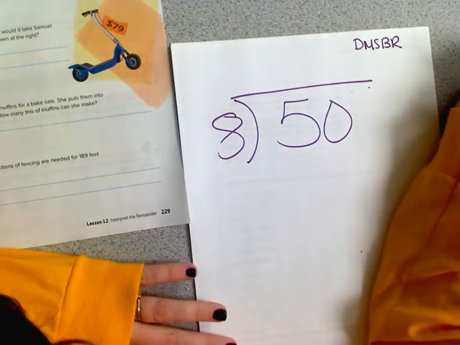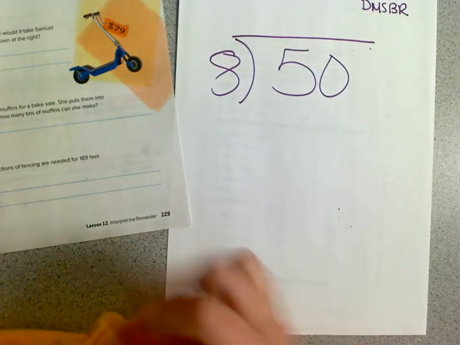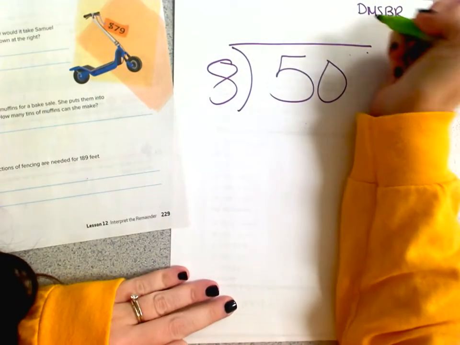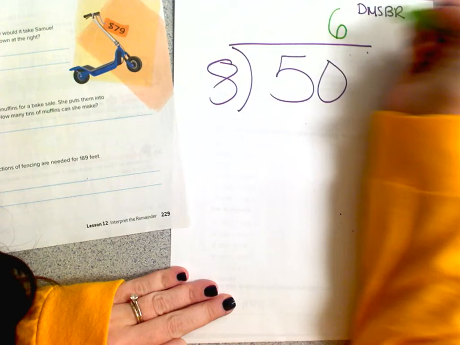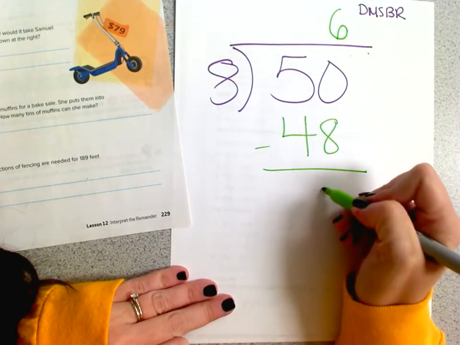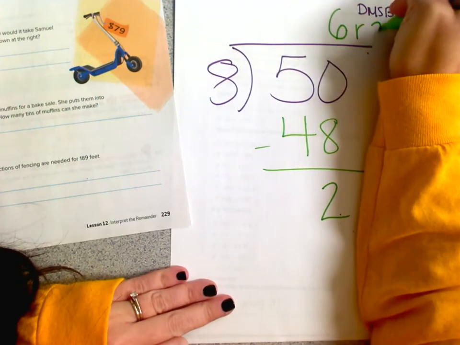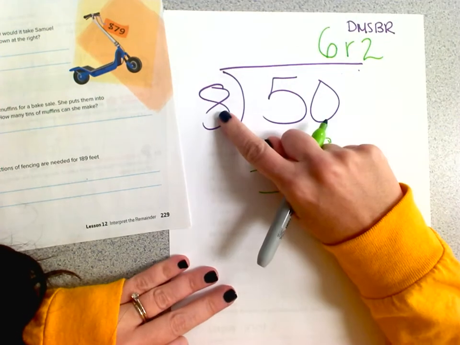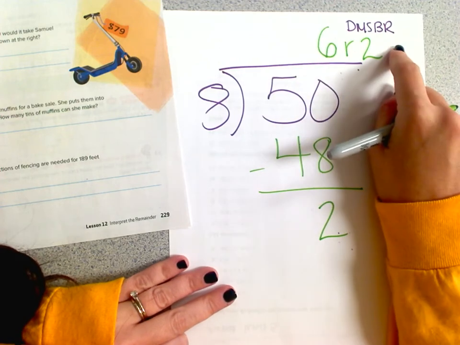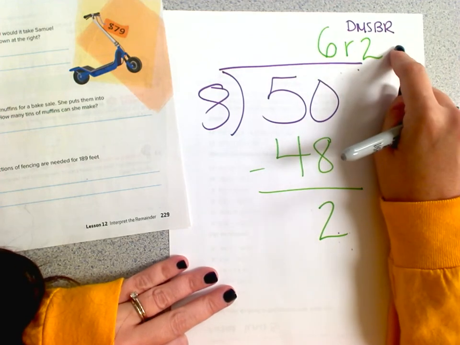Divide, multiply, subtract, bring down, repeat. 8, can 8 go into 5? No. Can 8 go into 50? Yes. How many times? 6. You know your basic facts, right? 8 times 6 is 48. Okay, so this means we have enough students to fill 6 vans completely. And then we have 2 students left over.